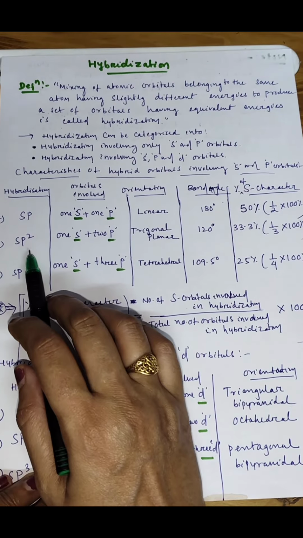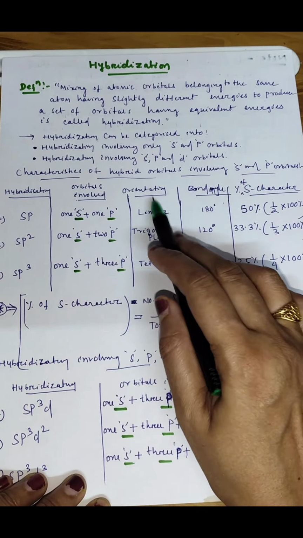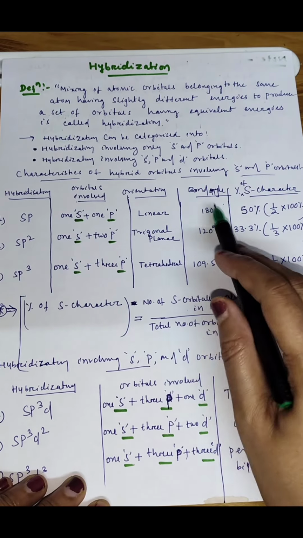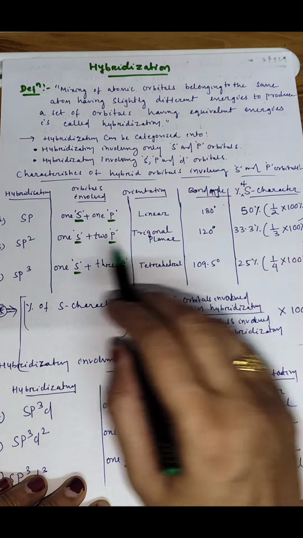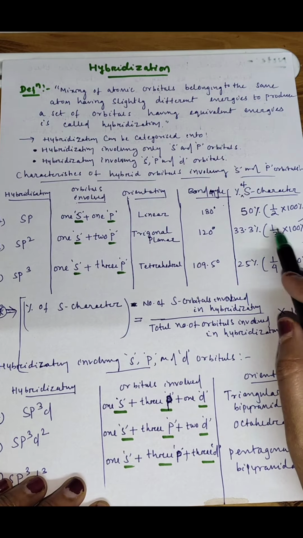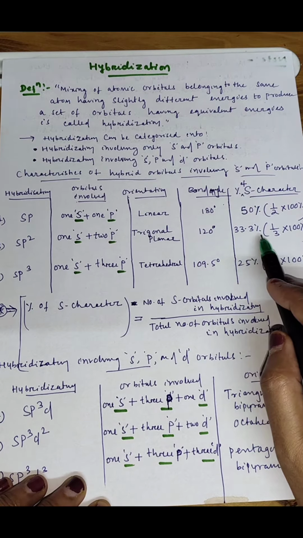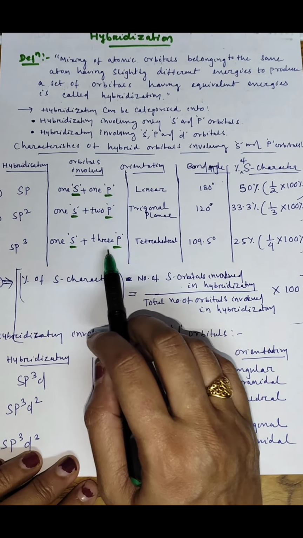Similarly, when the hybridization is sp2, the orbitals involved are 1 s and 2 p. sp2 means 2 p. Now what is the orientation of the geometry? That is trigonal planar, and the bond angle is 120 degrees. Here the percentage of s character: the number of s orbitals involved is 1 divided by the total number of orbitals, 1 plus 2 is 3. So 1 by 3 into 100, so it is 33.3%.